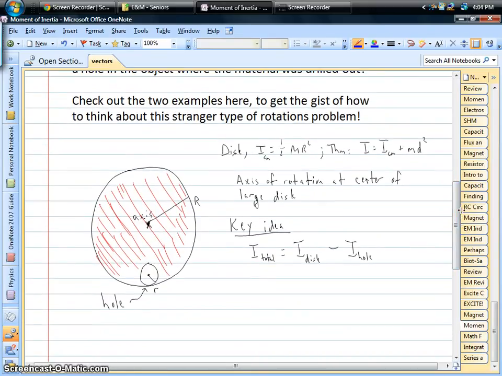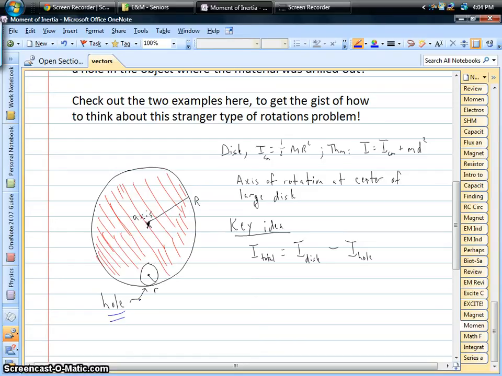Okay, so for instance, if we have a disk which is going to rotate about its center, okay, so a pretty standard normal sort of rotation, but let's say down at the bottom I drill out a hole of radius small r. Okay, and then this whole thing, the object minus the hole, is going to start rotating around the axis of rotation at the center. Okay, how would you do this?